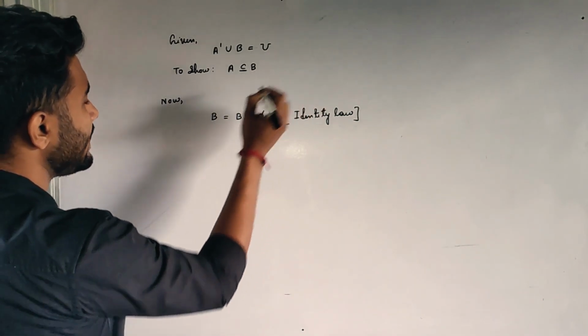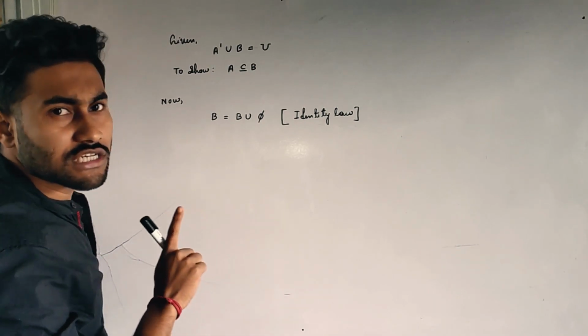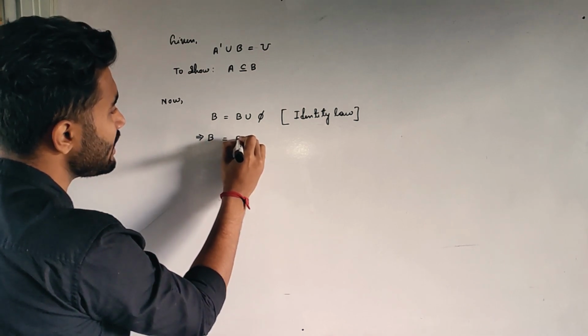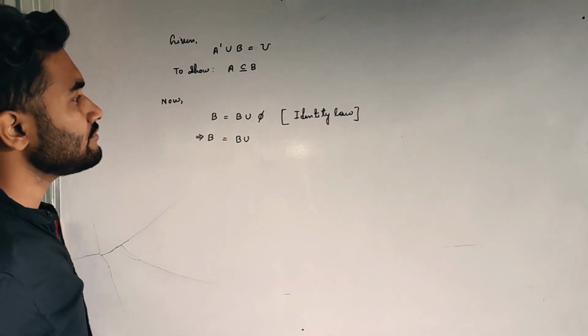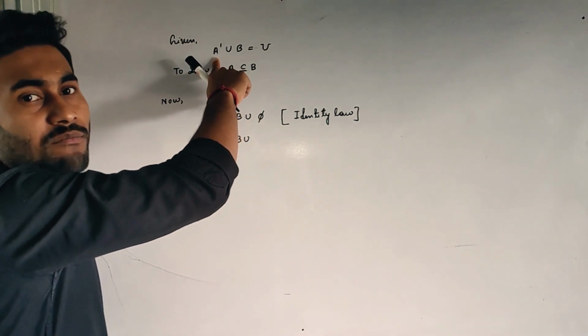Okay, then next, this is step number 1. There is now one more step that you have to do correctly. After that, the question is simple. The second step, which implies B equal to B union, in place of phi, you have to write now something with the help of A complement.